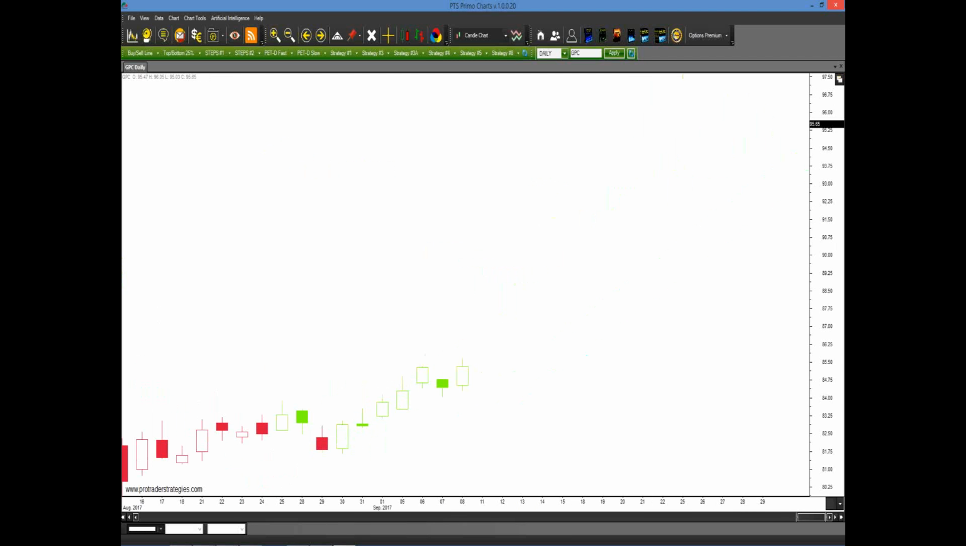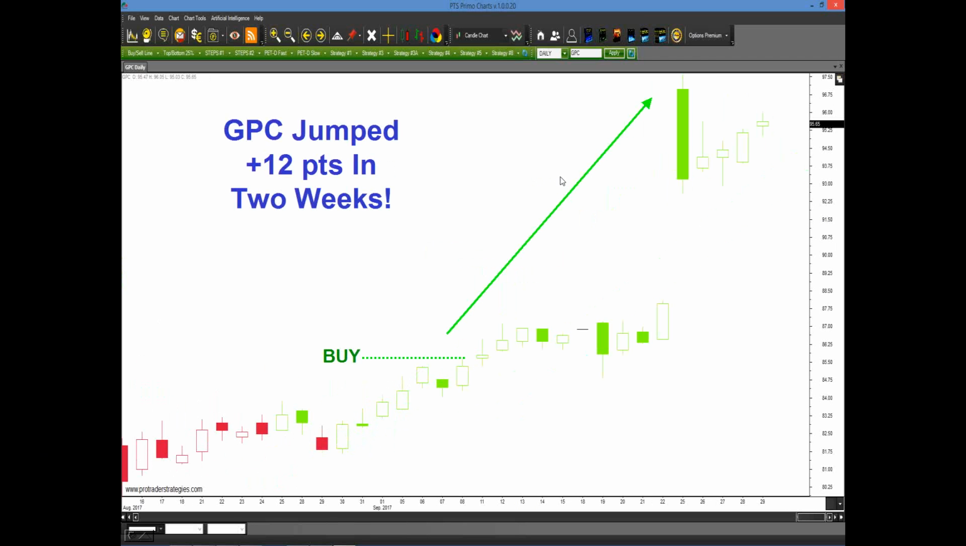Let's look at GPC. All right. Now we were green all the way. We had a 3-bar low right here, as you can see, but we never went below that. And we changed colors. We're indecisive, but all of a sudden we formed the 3-bar top right here. 1, 2, 3. So we went long on this bar. That was green. And it was the next bar. 12 points in just 2 weeks.